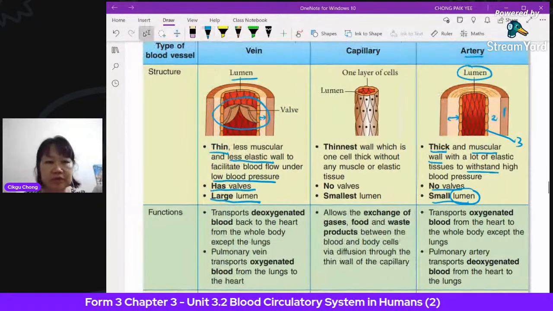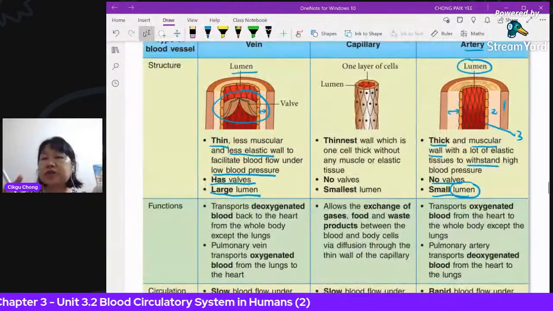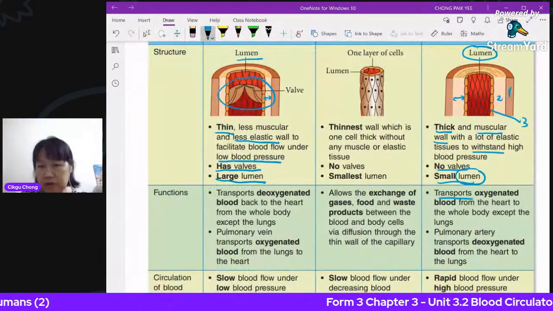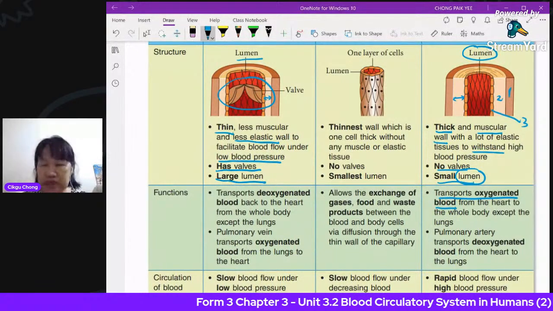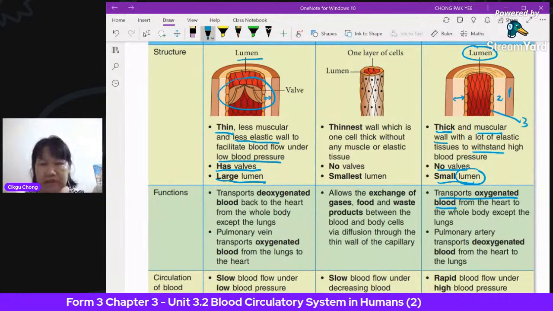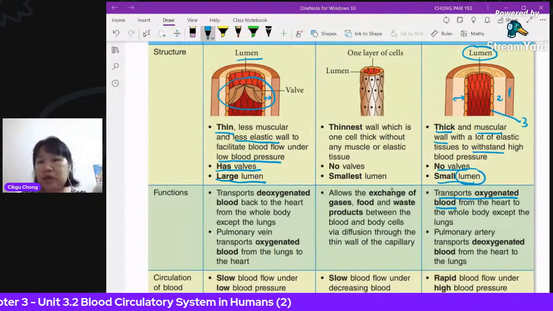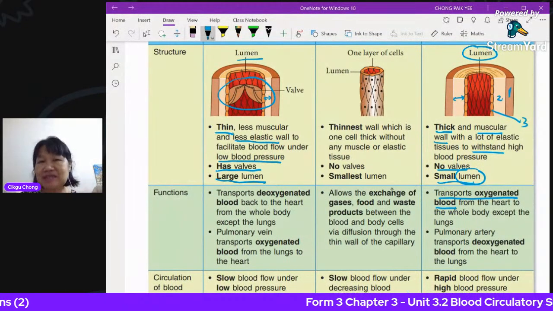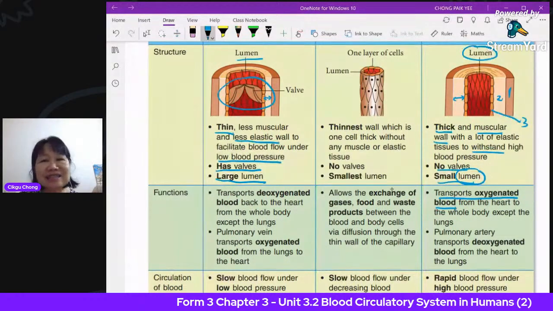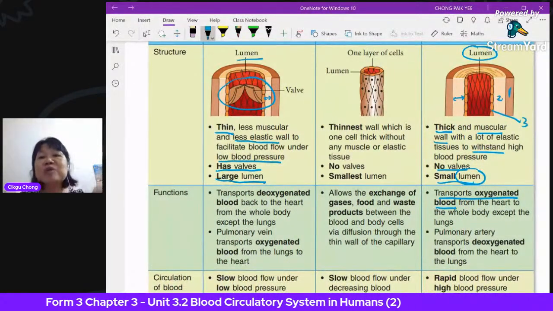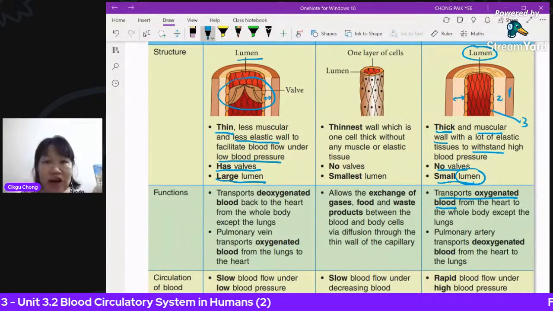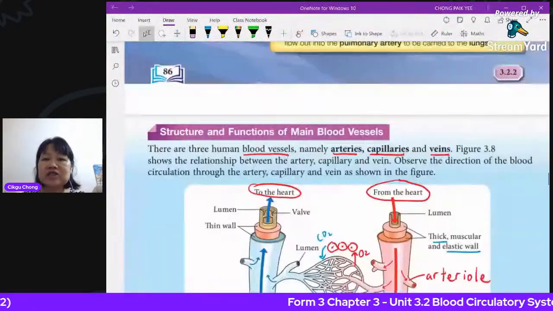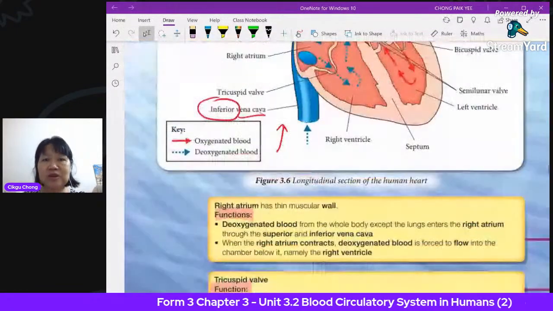Now, next one. What about the function? Just now we saw that artery will always bring the blood out. So artery transports oxygenated blood. That means usually the blood that comes out of the heart has oxygen. It goes everywhere except the lungs. But there is one blood vessel that is also called artery, but it doesn't have oxygen. Can you tell me which one? If you look back at the picture here, it's called artery, but it doesn't carry oxygenated blood. It actually carries deoxygenated blood. Do you know which one?